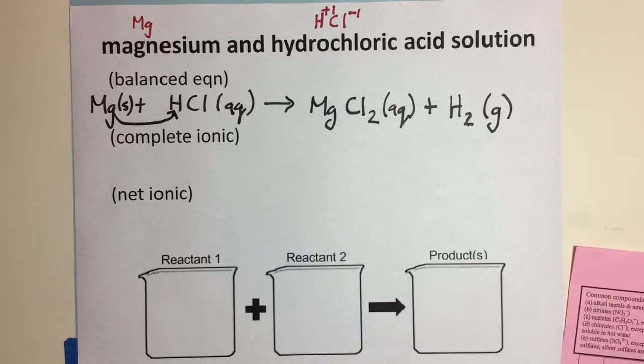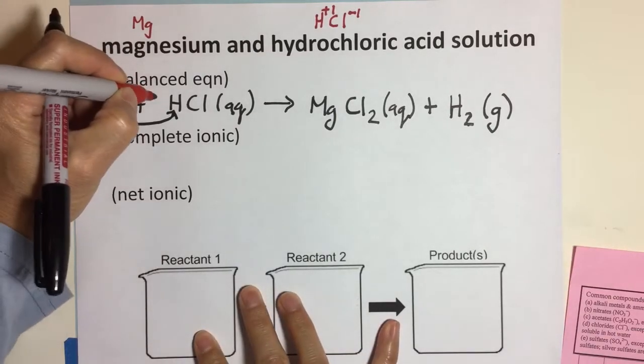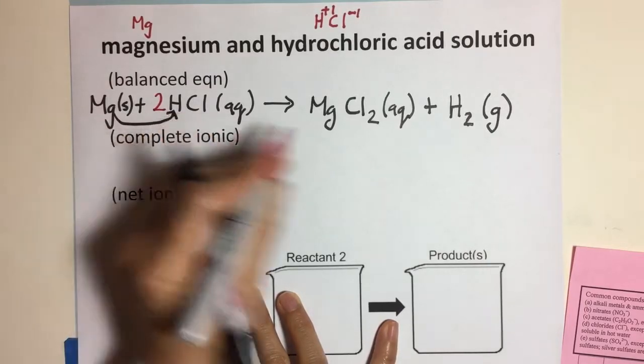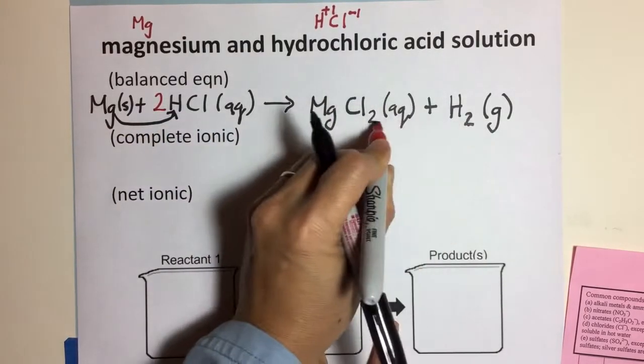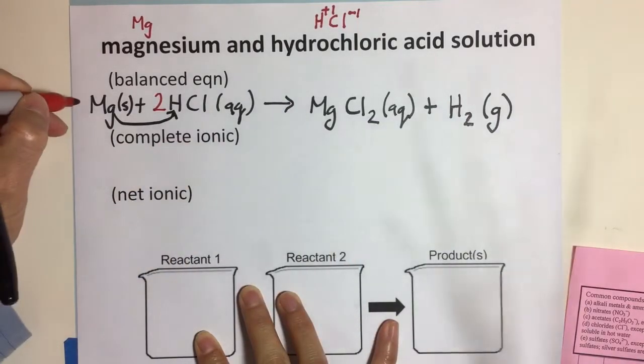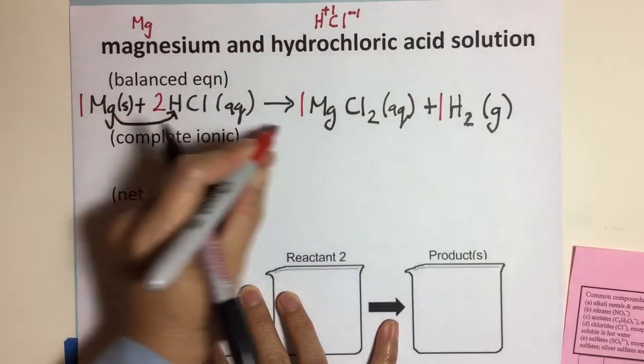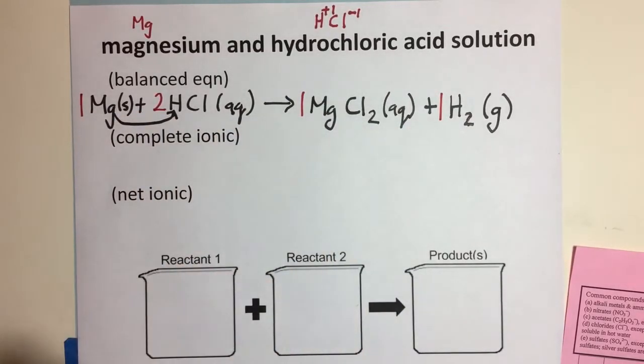When we balance the chemical equation, we'll notice that we put a 2 coefficient here in order to balance the chloride ion as well as the hydrogen ion. And it looks like it balances both of them. So we're left with this equation, which is simply balanced as a 1:1:1 ratio. And so we're ready for complete ionic.